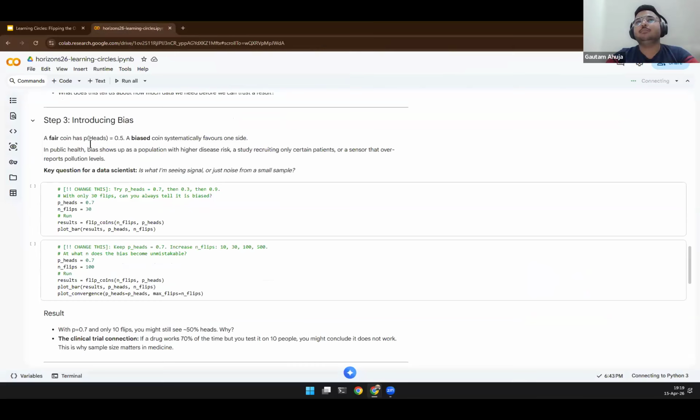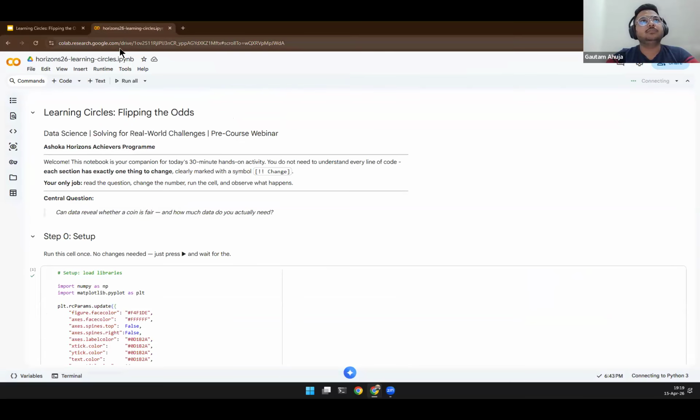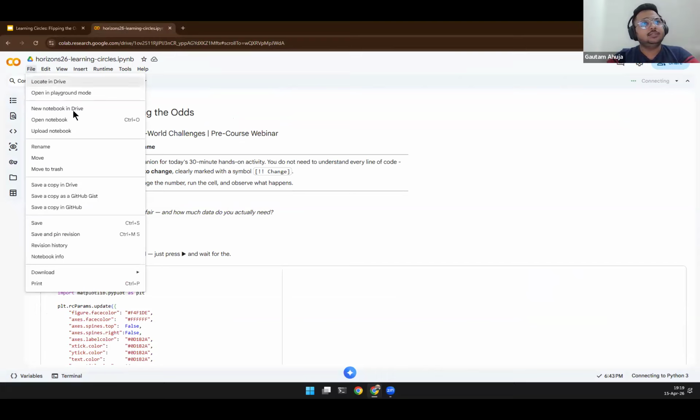So you can come to the Google Colab notebook. The first thing you'll see here, I think for all of you, is that it will be in view only mode. You cannot essentially edit it. So what you need to do is go to File, and you'll see the option Save a copy in Drive. This is what all of you need to click.